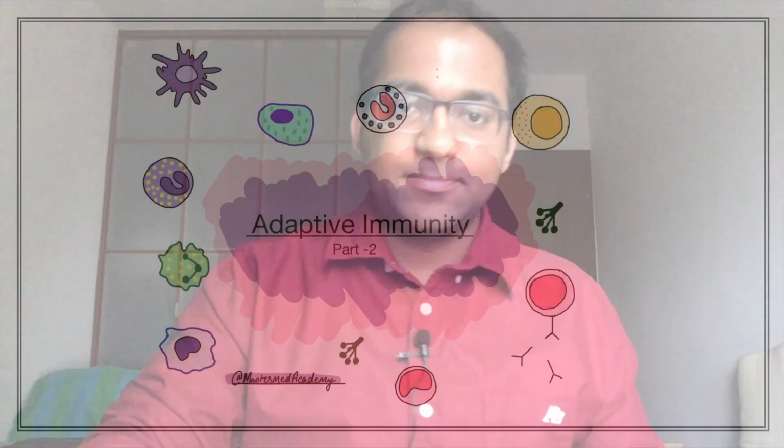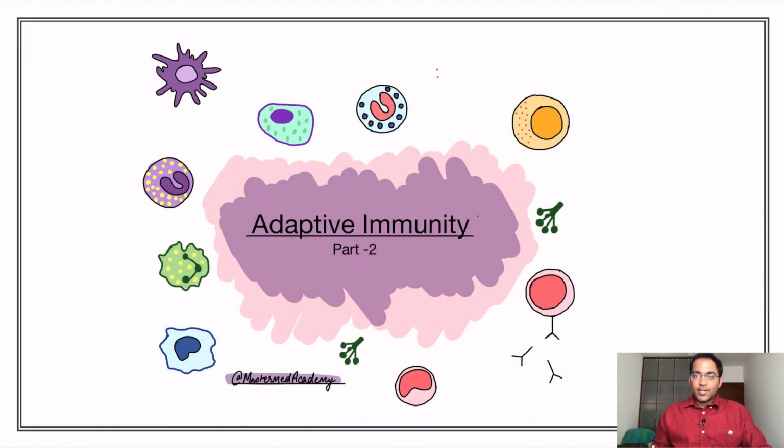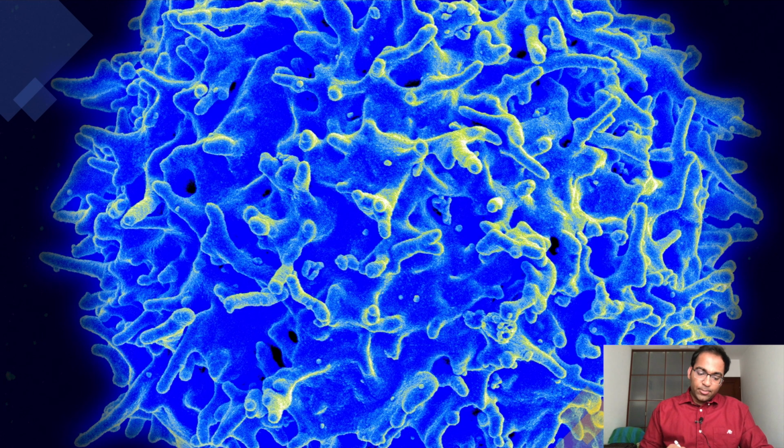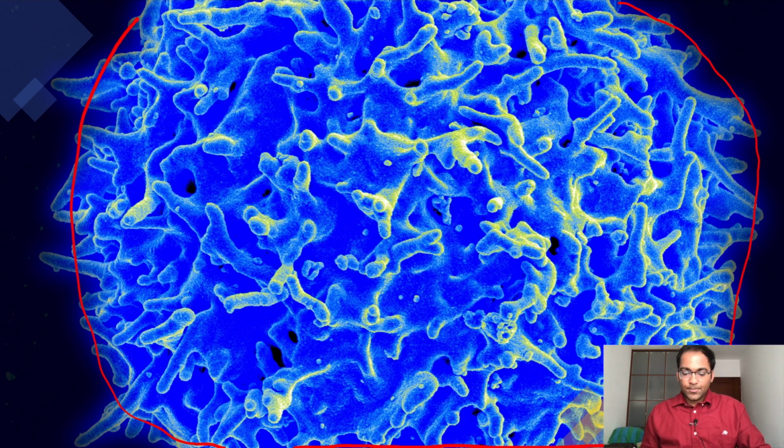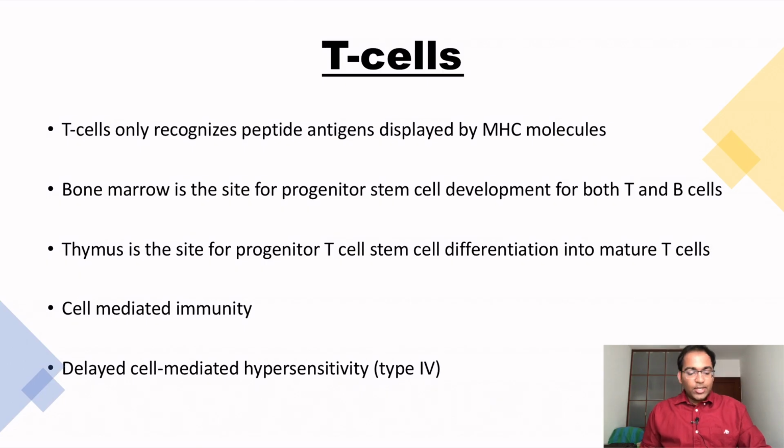So let's start. So guys, let's start with adaptive immunity part 2. Now, this is a beautiful picture of a T lymphocyte here. I thought I should put a picture of a T lymphocyte exactly how it looks. So this is how a T lymphocyte looks like. Now, what are T cells? So T cells recognize peptide antigens that are displayed by the MHC molecules. Now, peptide stands for protein antigens.